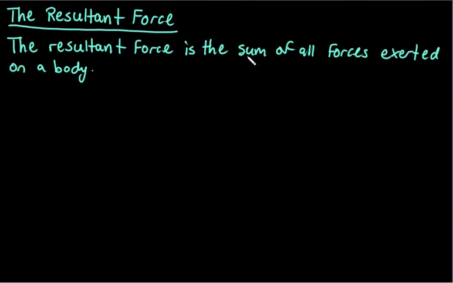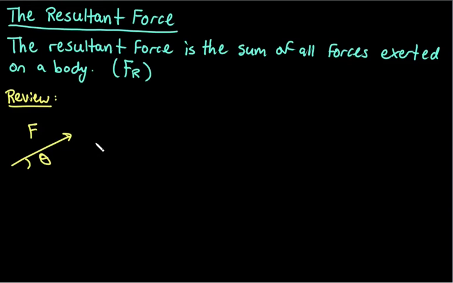So the resultant force is the sum of all forces that are exerted on a certain body. We often will denote it as FR, resultant force. When we talk about the sum of forces, we are going to be adding vectors, so we need to review how to add vectors a little bit. Let's say we have this force at a certain angle theta. We need to break this up into our x and y components in order for us to add the forces together. When we add vectors, we always have to break up the vector components.